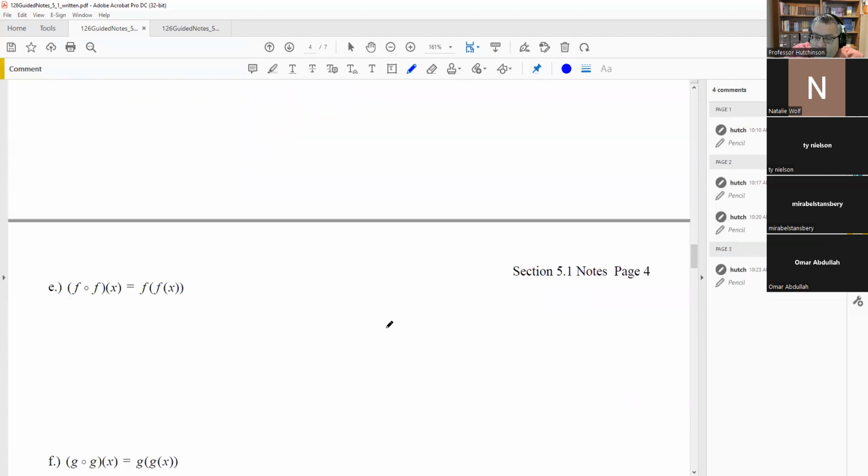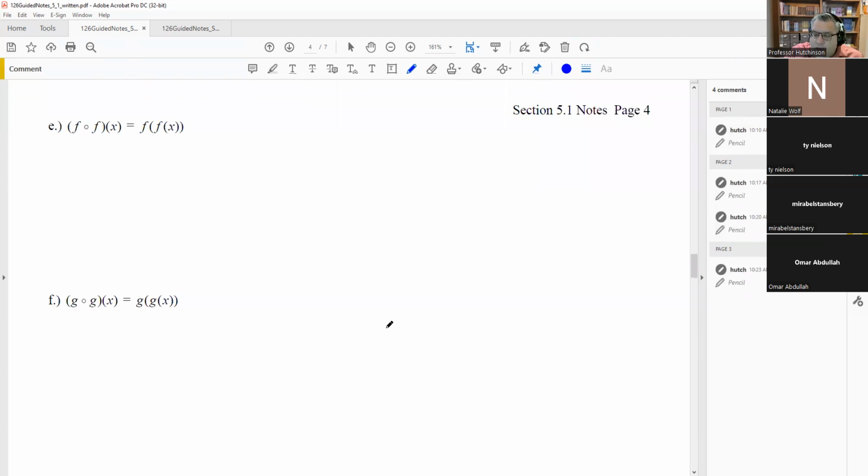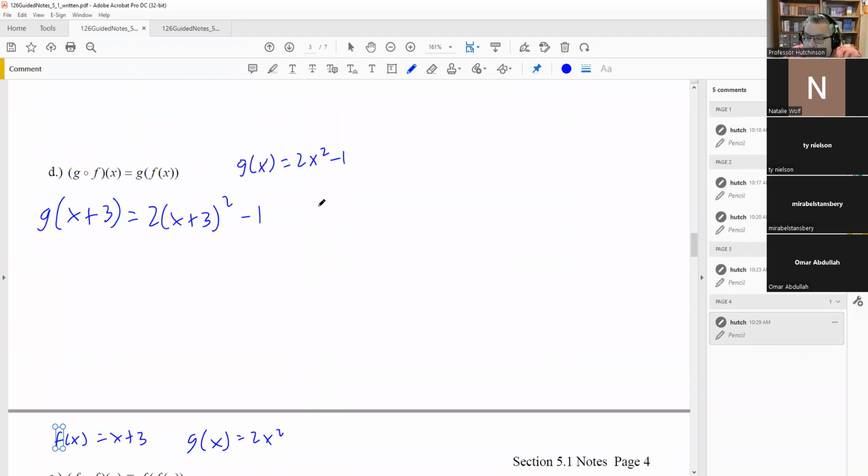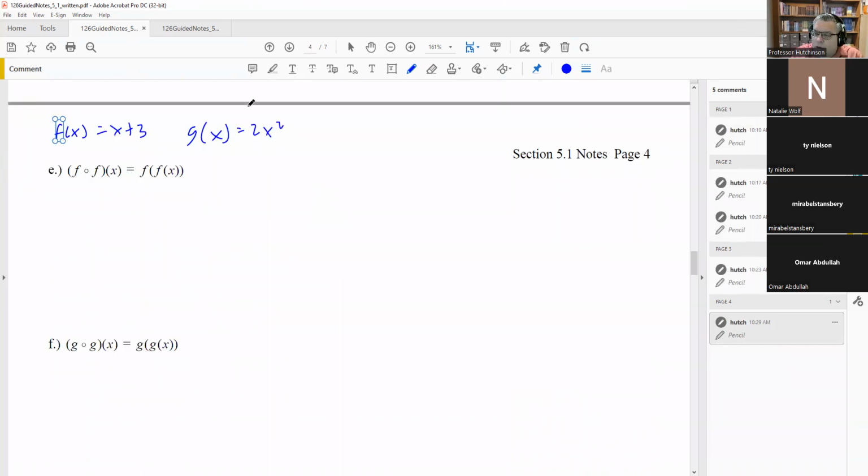All right, so I want to do f of f and g of g. So let's write the two functions up here again so we remember what those are. F of x is x plus 3, and g of x was 2x squared, and then that was minus 1. Okay, so now we have both of those up there.